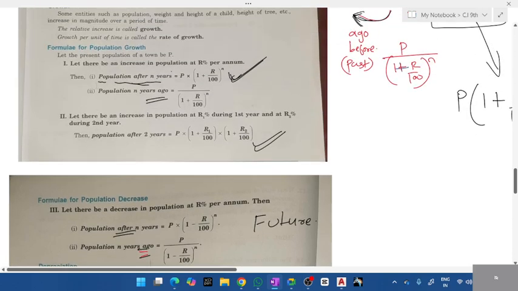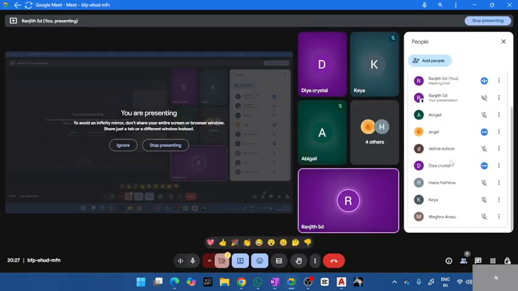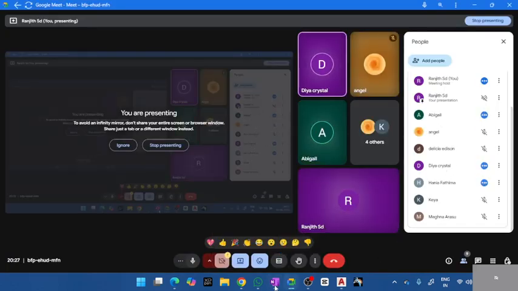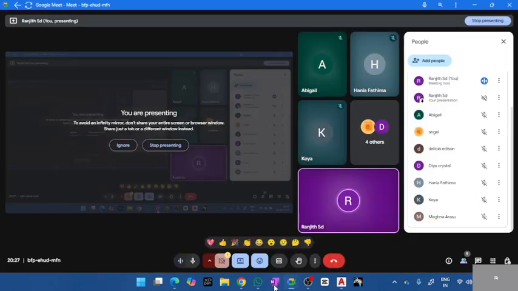See, we can't always guarantee that the population will increase, students. Are all of you listening? Are you all concentrating? All of you are silent? All are concentrating, right? Ananya online? Okay, students.